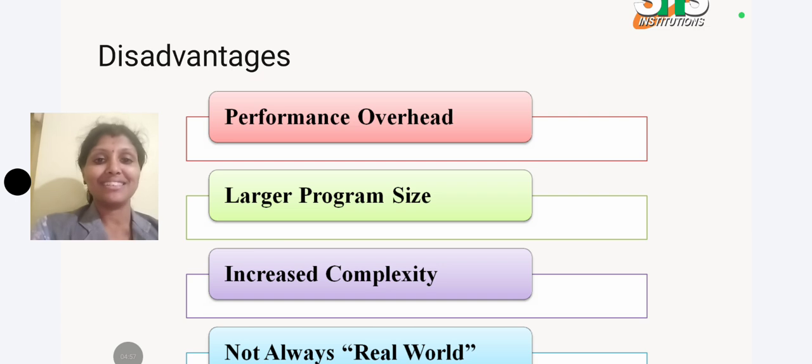Hope you understood the advantages as well as disadvantages of object-oriented programming system with the help of the Python language.